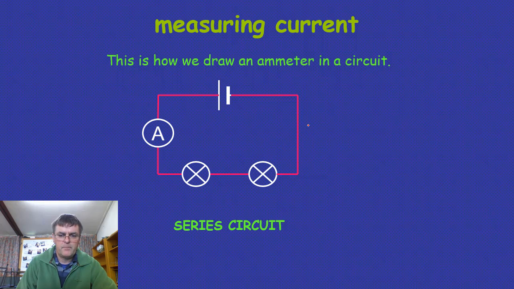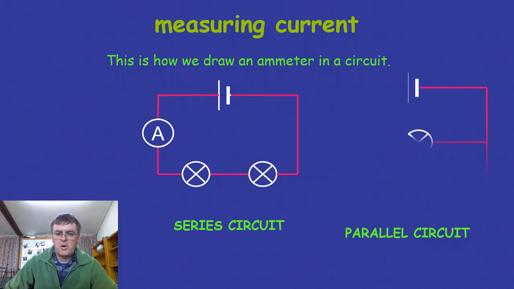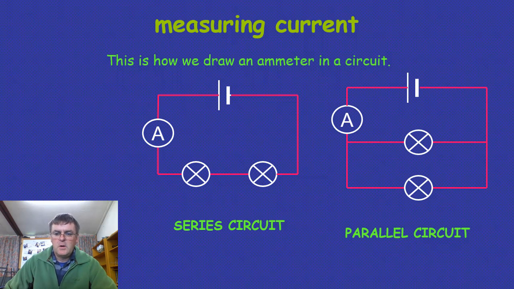through it. We could put it over here, the same thing, or we could put it there. The current's got to flow through it, and we just measure how fast it's going past. Parallel circuit, same deal. We could put it there, we could put it over here, we could put it in here, we could put it into here, as long as it's put into the circuit in series.